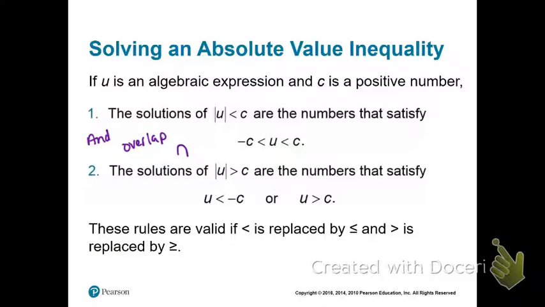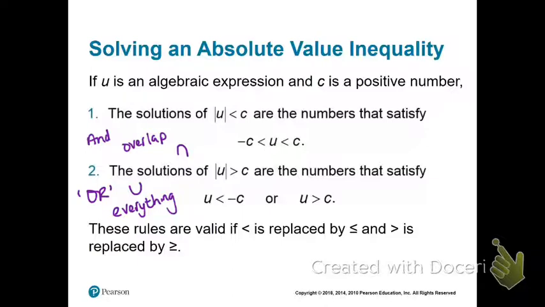Now number 2 says the solutions of the absolute value of u greater than c are the numbers that satisfy that u is less than negative c or u is greater than c. This is what we call an or statement, okay? It is our union. Remember, it's where we graph everything, because it can be true in this one or it could be true in that one, okay?